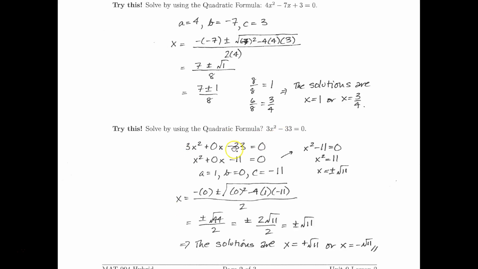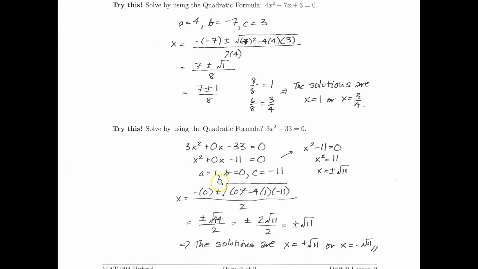So here, we have a 0 term. The x term is missing. So we can think of this as 3x squared plus 0x minus 33. And 3 and 33 have a common factor of 3. So I even divided every term by 3 just to make things a little bit easier. And if we just take a little side trip here, this is like the equation x squared minus 11 that can be solved using the square root property. So we should get plus or minus root 11 as our solutions using the quadratic formula.